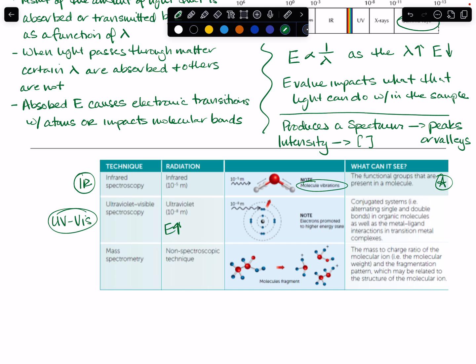Now, the last one on this table is called mass spectrometry, also known as mass spec or MS. The first thing to note is that it's a non-spectroscopic technique. So what does that mean? Well, it means that it's not dealing with the interaction of light and our sample. Mass spec is a different technique. It looks at charge and magnets, and we're going to talk about that in a separate video.